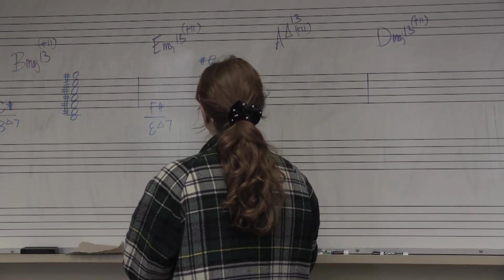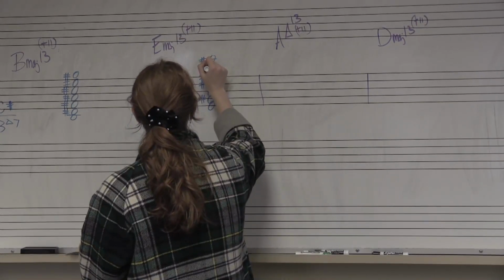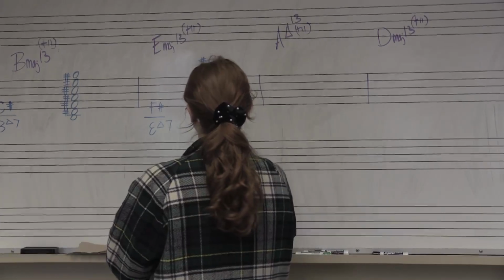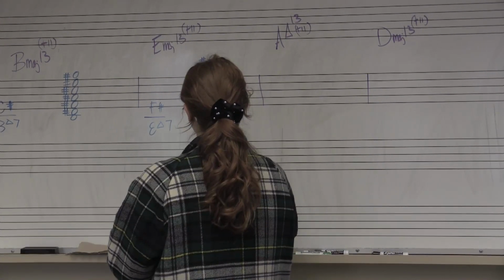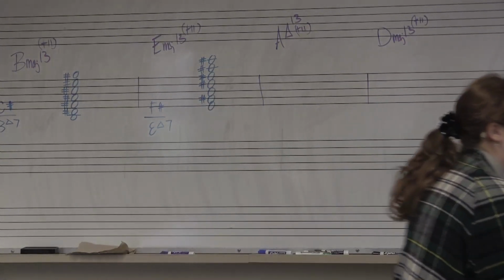F sharp to A is a minor third, right? Needs to be F sharp, A sharp, right? Is that right? Yeah. Right? Yeah. Sit down and digest. Okay. Okay, Kate, last two.